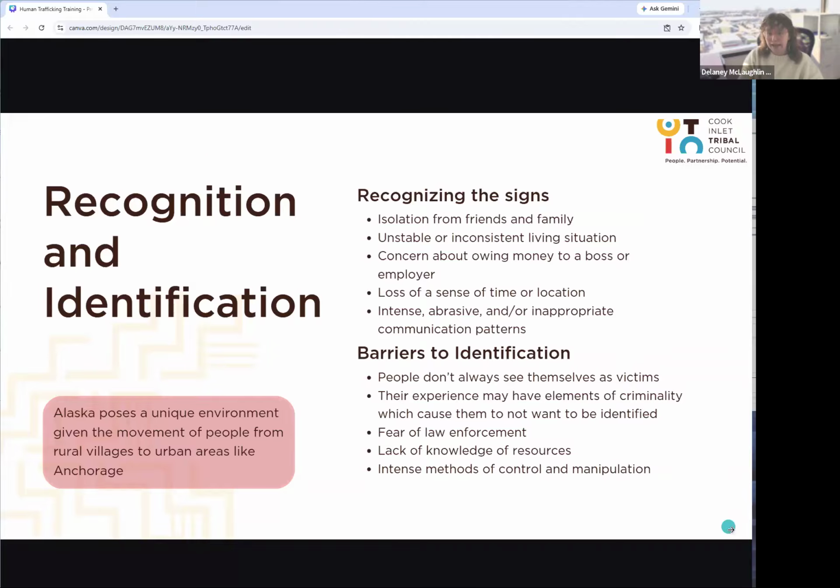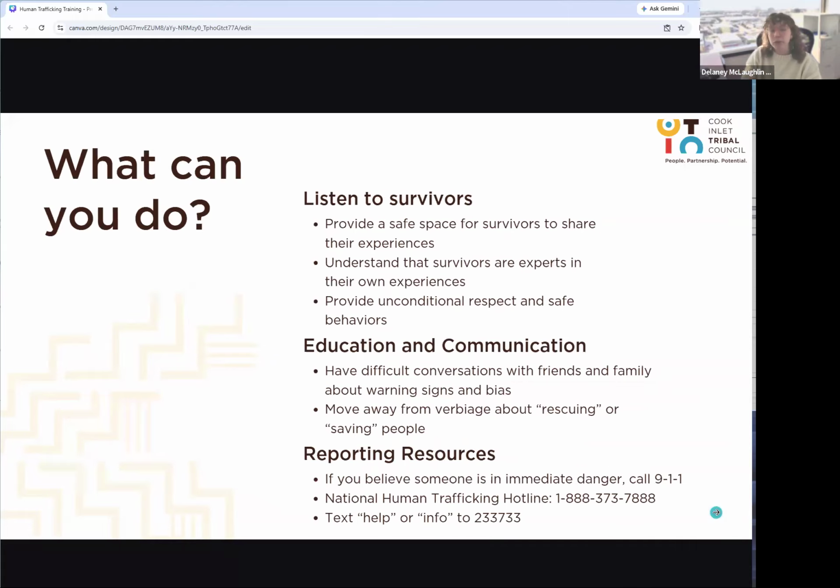So what can you do about that? The most important thing that you can do is listen to survivors, and provide a safe space for survivors to share their experiences, and understand that survivors are experts in their own experiences, and provide unconditional respect and safe behaviors. So if someone is telling you their story, believe them and allow them to tell it in the way that they want to tell it.